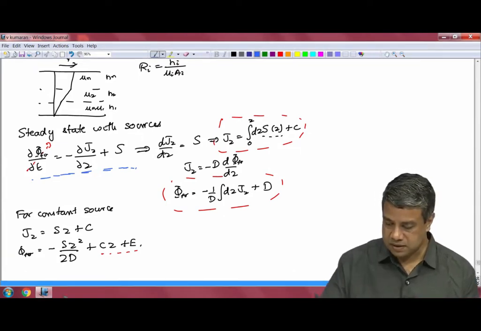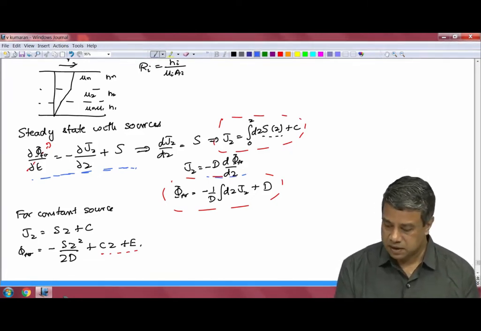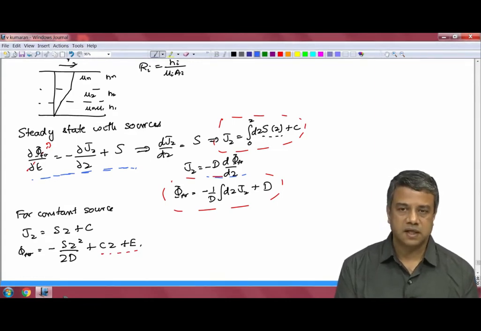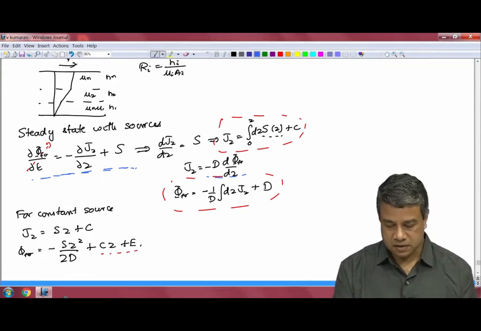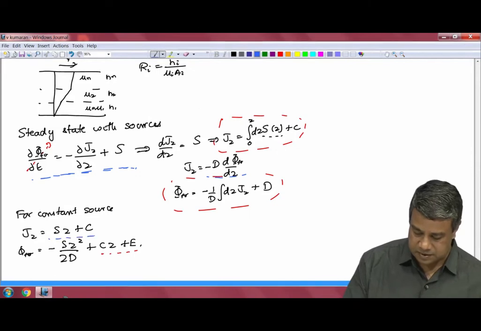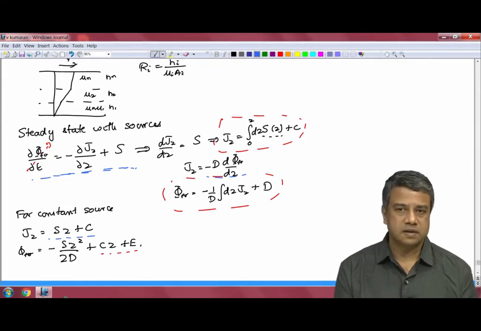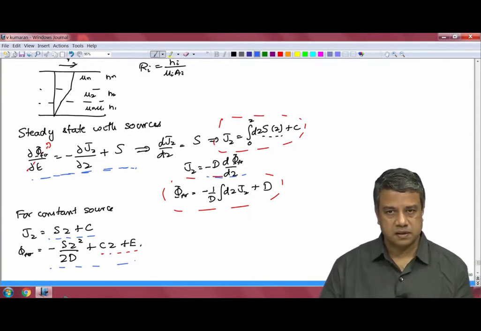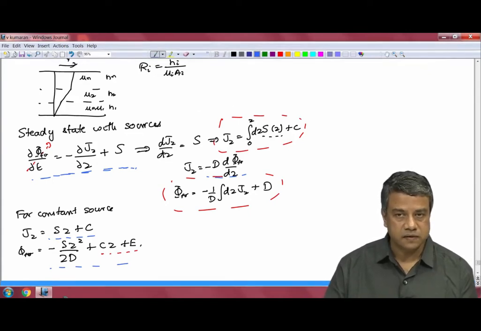And then since the flux is related by the constitutive relation to the field variable, I have to integrate it once again. This integral can be done regardless of the form of the source. This integration can always be done. If the source is a constant, then the integration simplifies, because the flux is a linear function of position, and the field variable is a quadratic function of position.